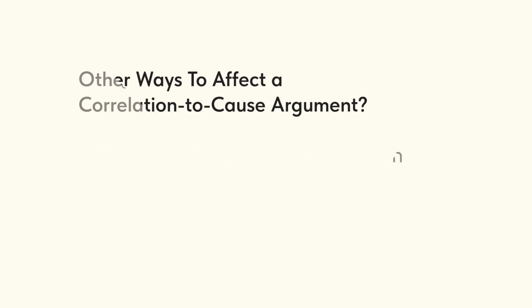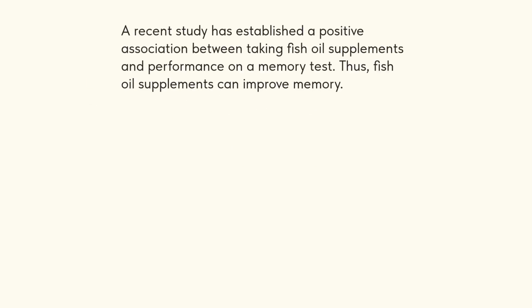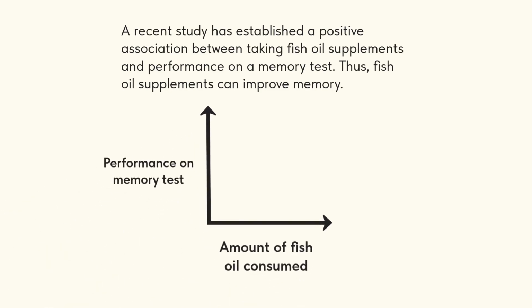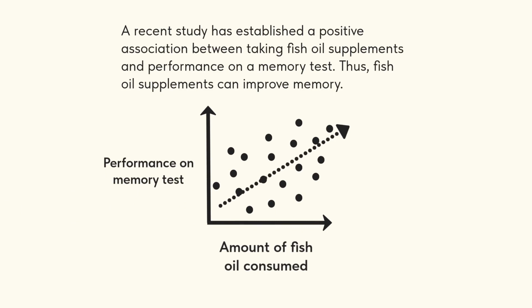Here's what I mean. Let's say the premise establishes that during a study, scientists found a correlation between taking fish oil supplements and performance on a test of memory. What that means is that if you were to plot the amount of fish oil that different people took with those people's performance on the test, you could draw a general trend line that would have a positive direction. This is what is meant by saying that there's a correlation.